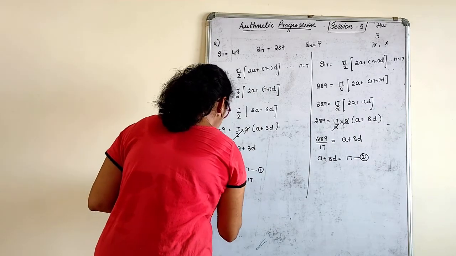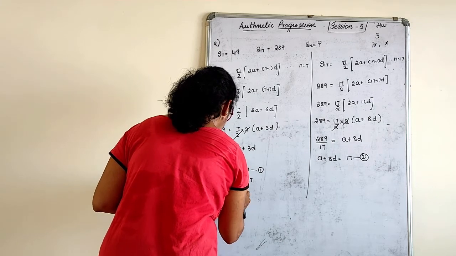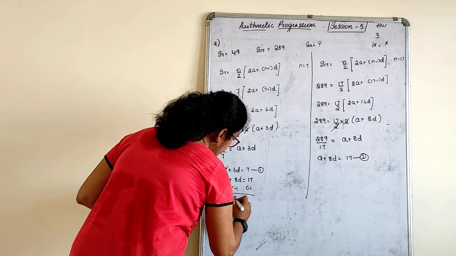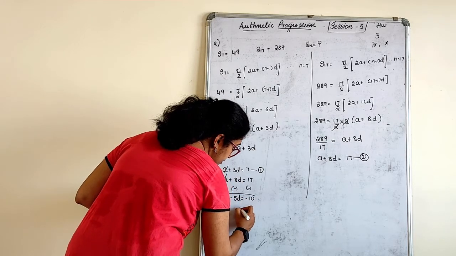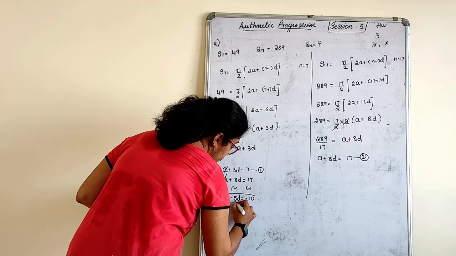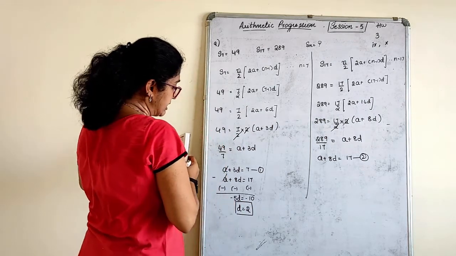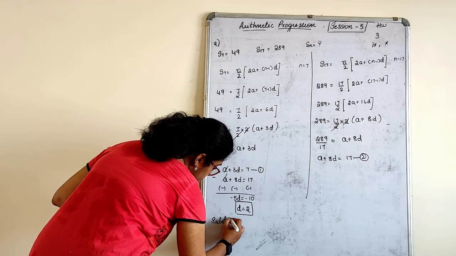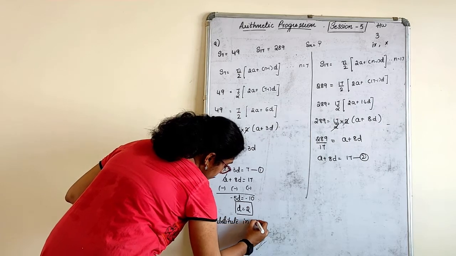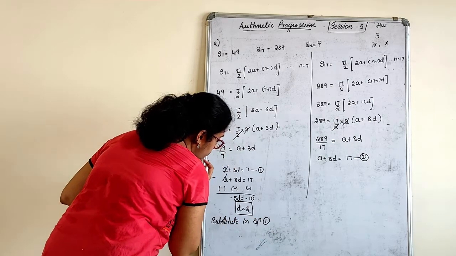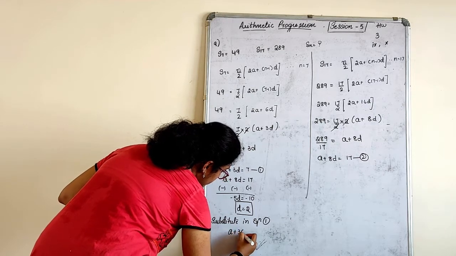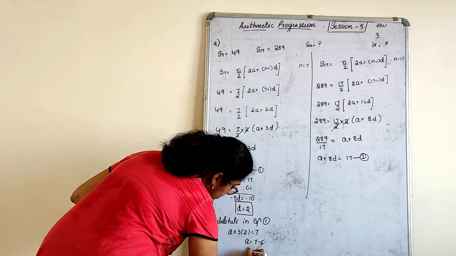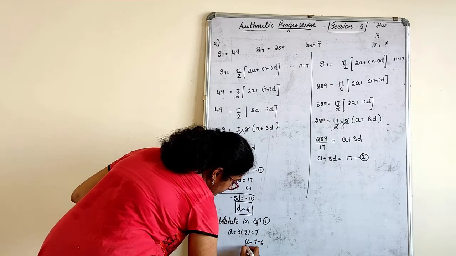Next, subtract it. Cancel. Minus 5d is equal to minus 10. So d is equal to 2. Substitute d is equal to 2 in equation 1. In equation 1, a plus 3 into 2 is equal to 7. A is equal to 7 minus 6. A is equal to 1.